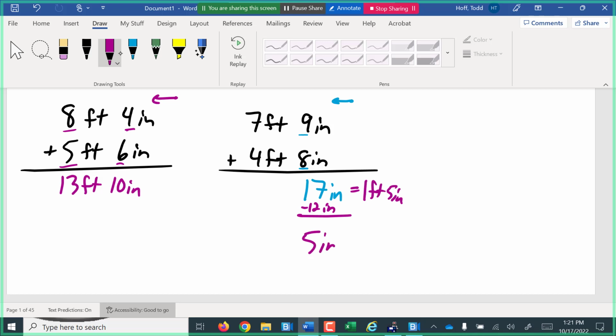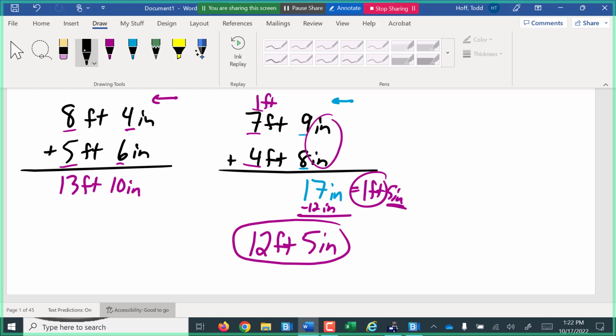If you're not sure, what you can always do is just come back here and subtract 12 inches, and you get 5 inches. Now we're going to keep the inches because this is the inches place value, and then we'll carry the 1 foot into the foot place value. Now we have 1, 7, and 4 make what? 1 plus 7 plus 4 is 12 feet. Perfect.